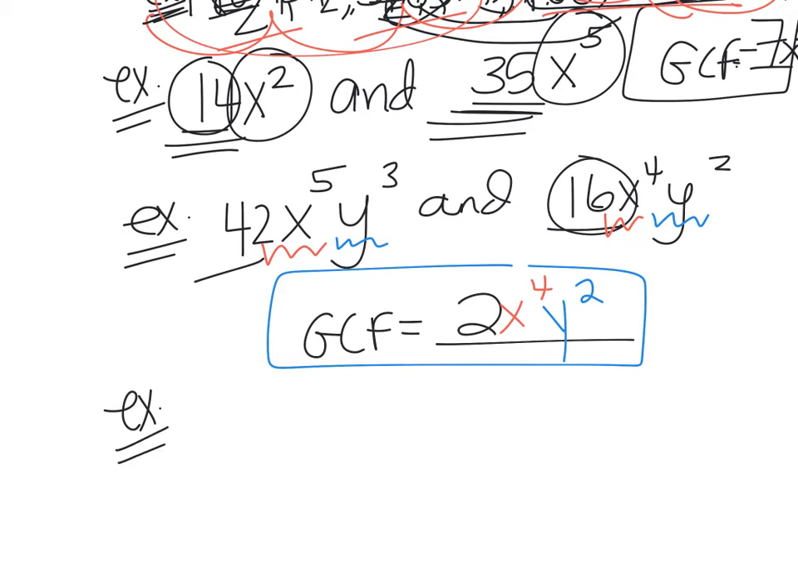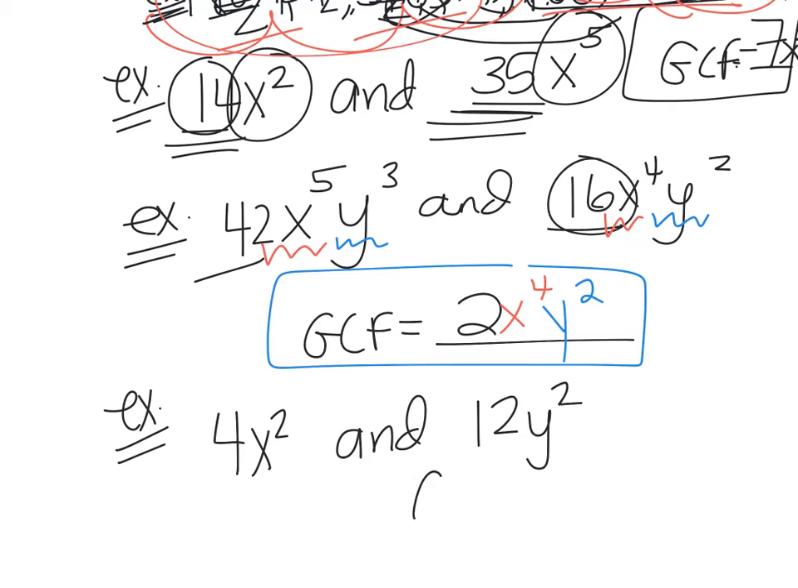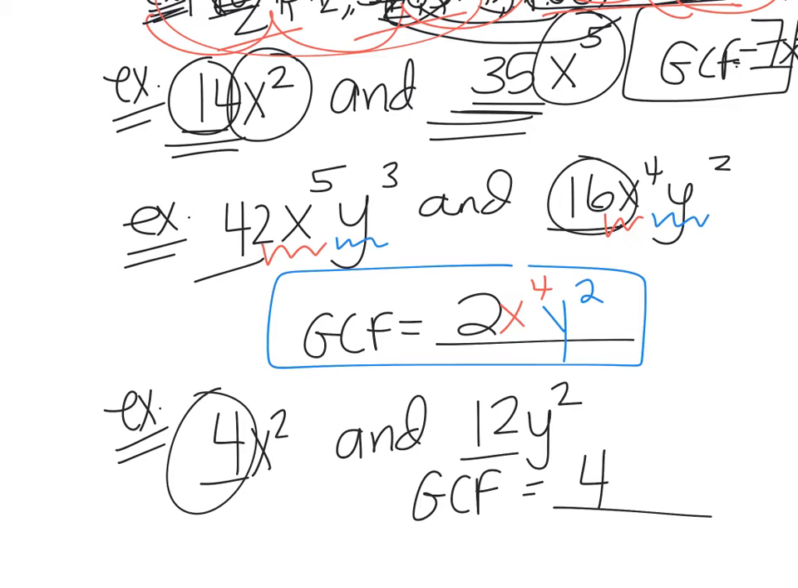If I look at one more, if I were to do 4x squared and 12y squared, let's find the GCF. First thing I'm going to do is look at my numbers, 4 and 12. Start with your smaller number, 4. Can 4 go into 4? Can 4 go into 12? Yep, so my GCF is 4. So now look at my variables. This has x squared, this has y squared. The C in GCF is common. Do they have anything in common? No, because this one has an x and this one has a y. So my GCF here would just be 4.